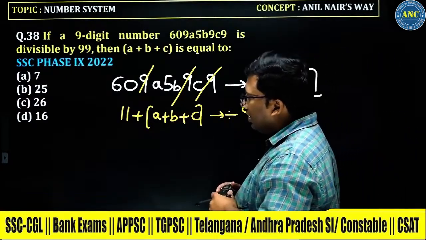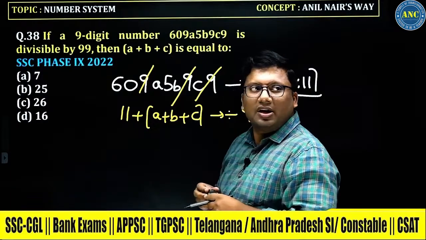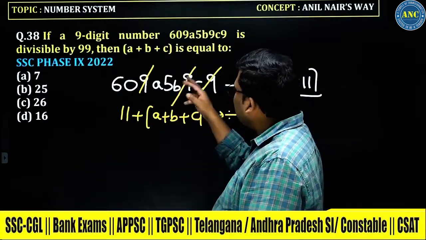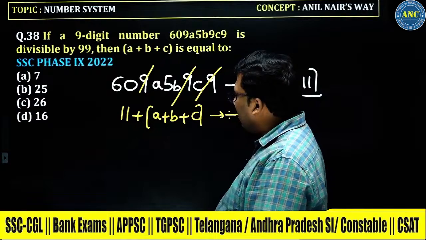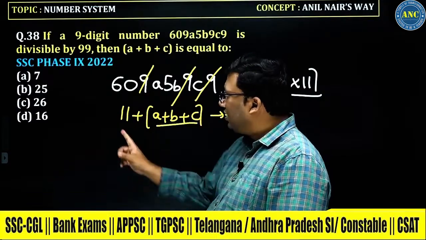Now, if you see here, which cases are possible? Let us see. A, B, C are digits. A plus B plus C is 7.